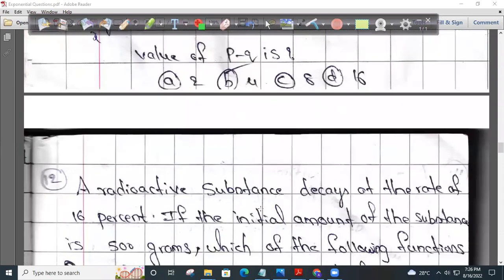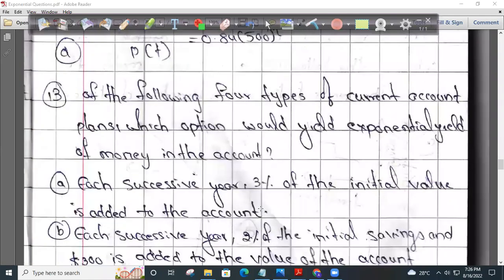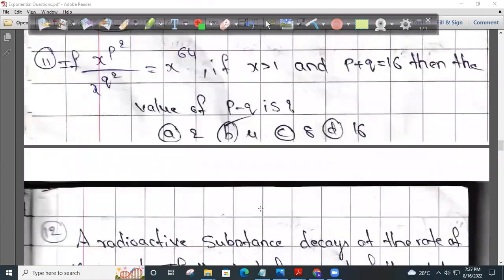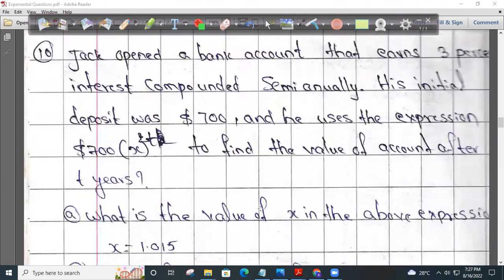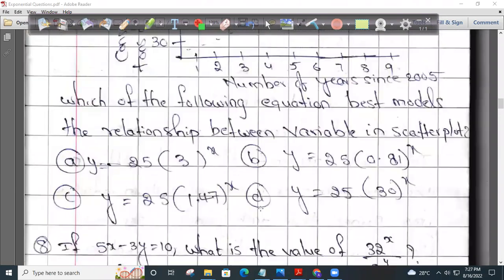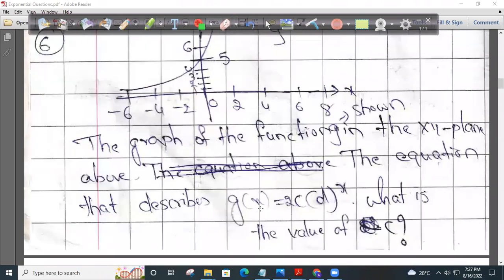Not exactly. But there are some questions based on the x-intercept and y-intercept. Let me see. This is my own handwriting here, so don't worry. I'll send you. Which of the following models best fits the scatter plot? Something they give.